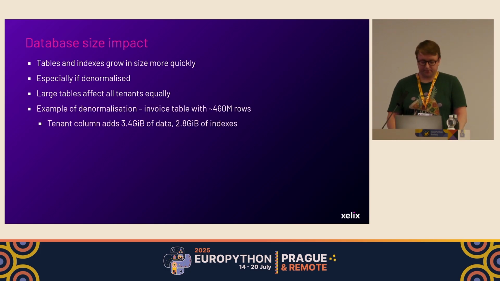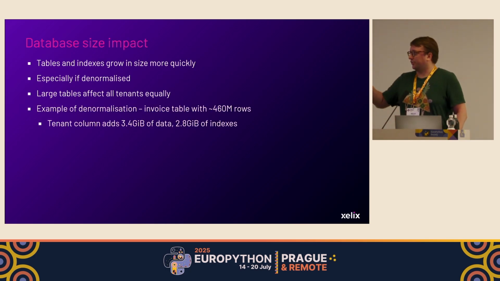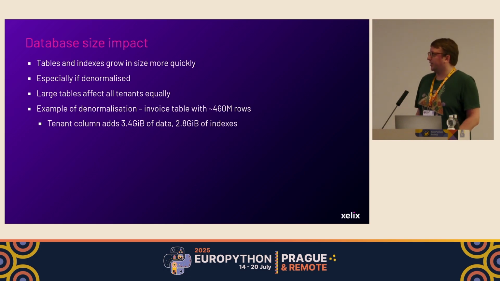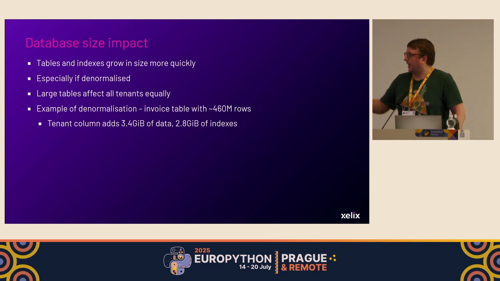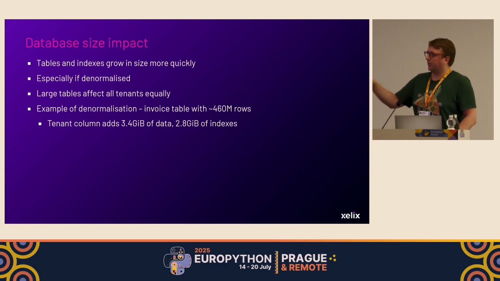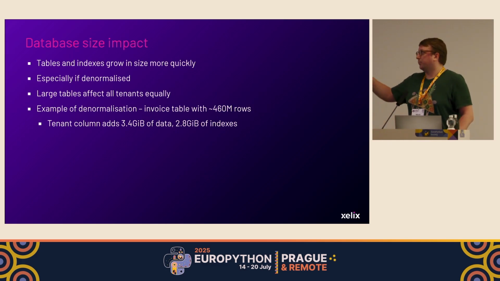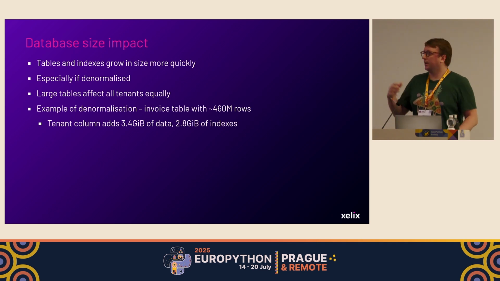I have a little bit of an example about denormalization. So I just created a very basic database table with about half a billion rows. And adding a tenant column to denormalize it adds about 3.4 gigabytes of data and 2.8 gigabytes of indexes. So it's not a crazy amount of data, but it adds up when you have a lot of different tables.